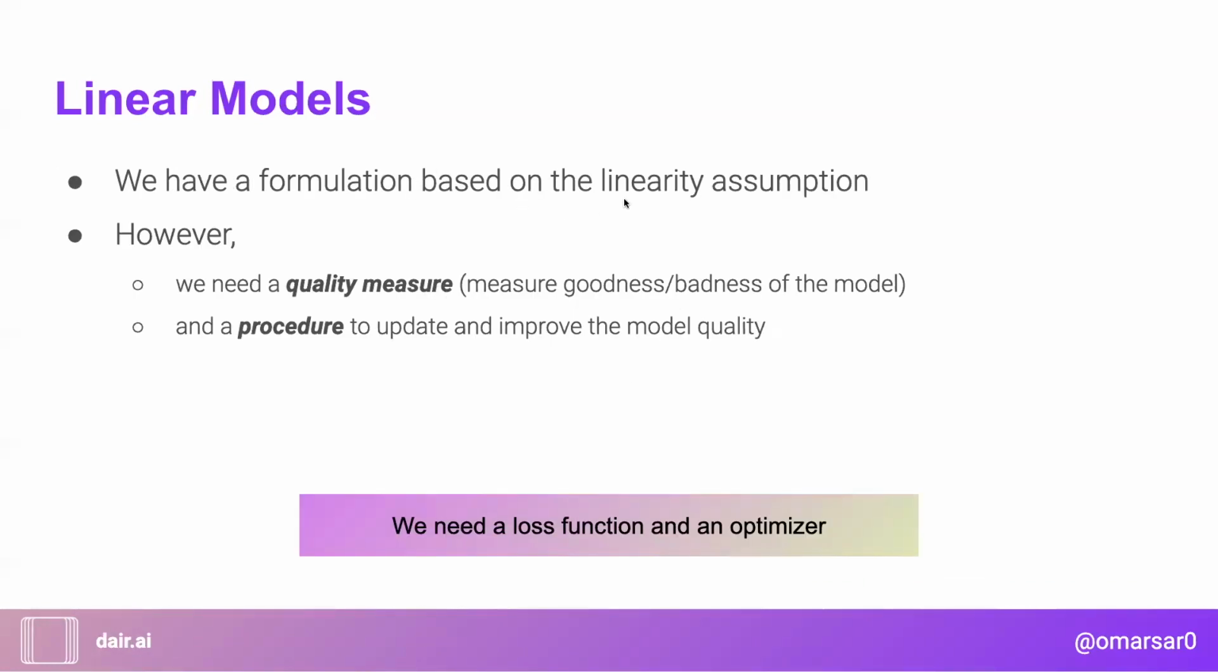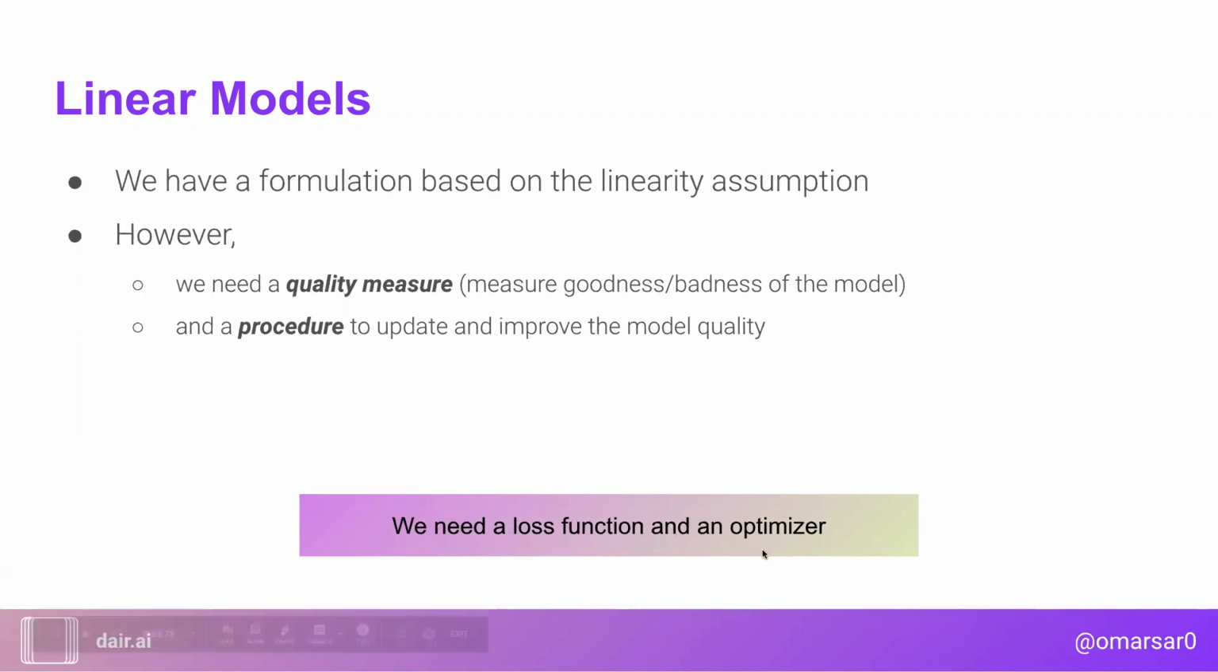Right, so we have the formulation on that entire data set. We know how it looks. We slightly mentioned the linearity assumption as well. That's what we're using to create this predictive model, and we're depending on that. But we need a way to measure the quality of this model, the goodness or badness of the model. We also need a procedure to update and improve the model quality, because this is going to be a learning procedure. So how do we achieve these two things?